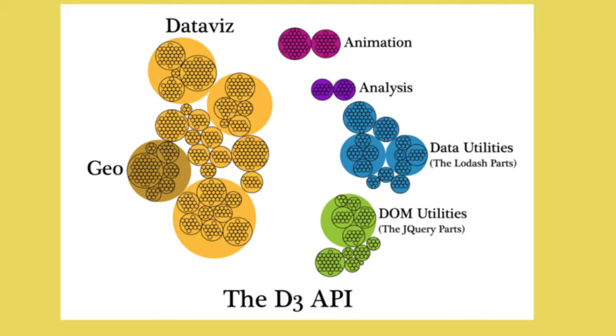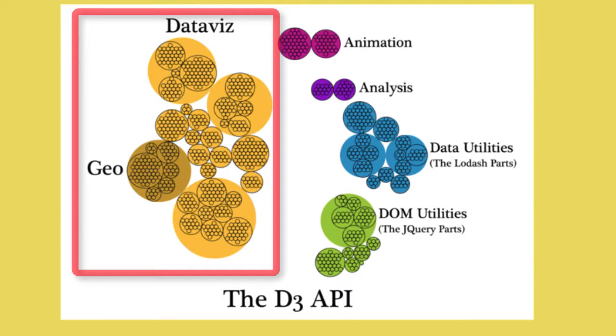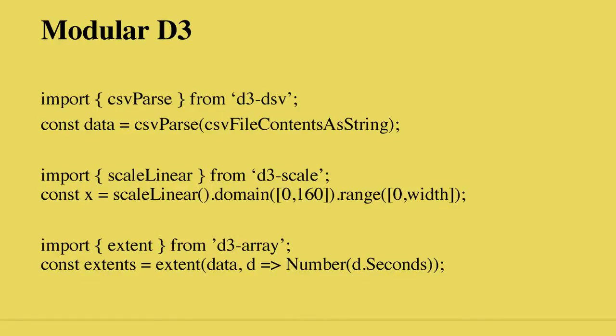What we want to focus on in our applications is the data viz part, right? So doing the scales, doing the geospatial stuff, that's all the useful stuff that we want to focus on when we're building our apps. All right. So modular D3: a few years ago, starting with version 4, they broke up D3, so you can import just the parts you need.